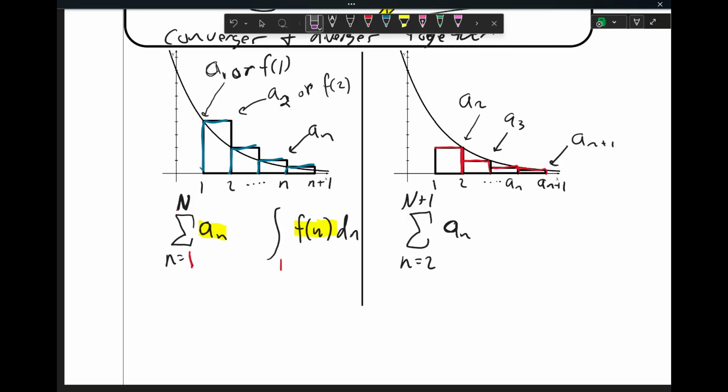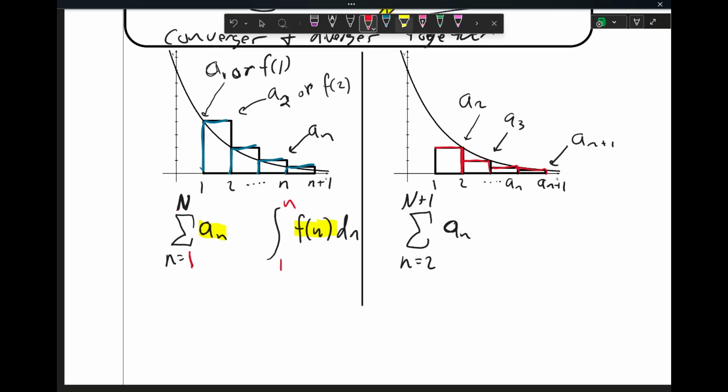Actually, leave it for n for a second. We're going to come back and change that in a second. But I'd like that to go to n. So I'm going to compare these two. So this left Riemann sum, is it giving us an overestimate or an underestimate of the actual area?